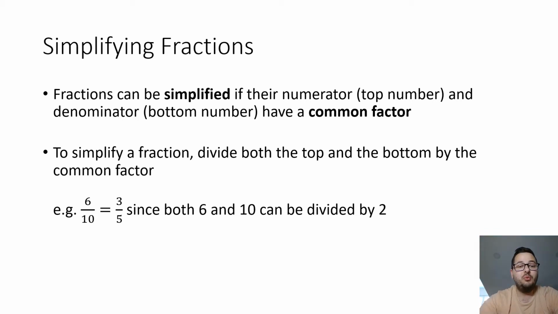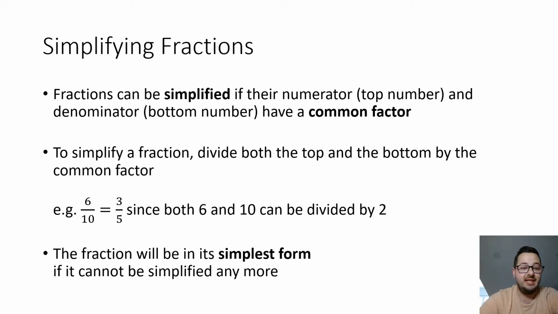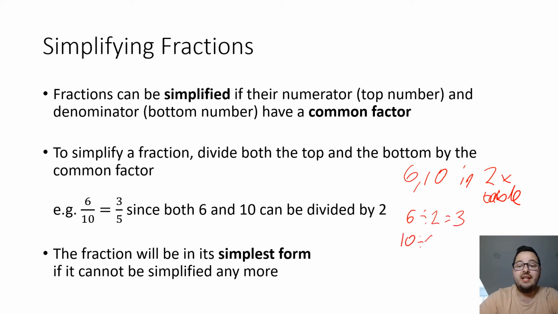So for example, we've got 6 out of 10, and that will simplify to 3 out of 5. And the reason why is because 6 and 10 are in the 2 times table. So we can divide by 2, so 6 divided by 2 is 3, and 10 divided by 2 is 5. So that's why it simplifies to 3 over 5.